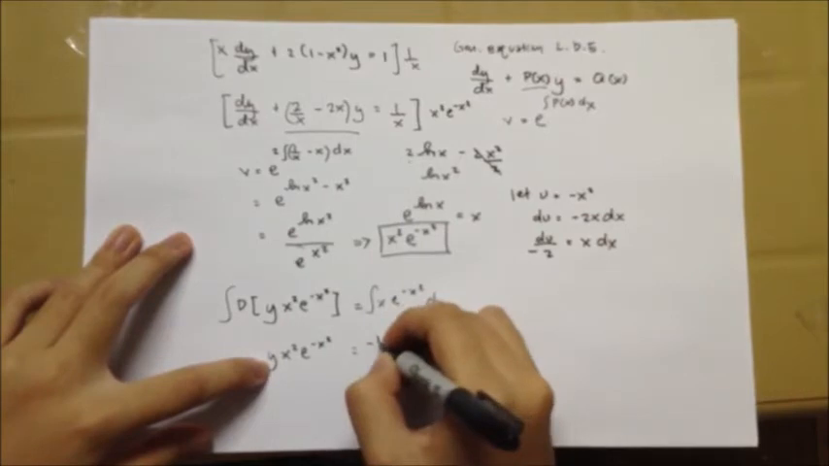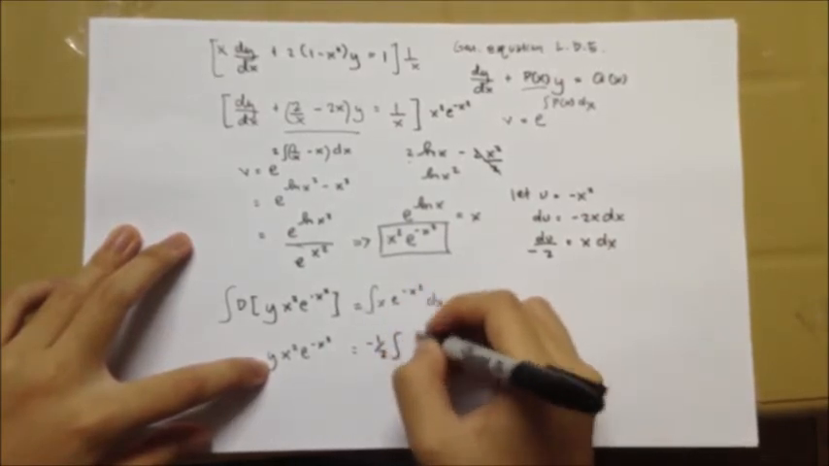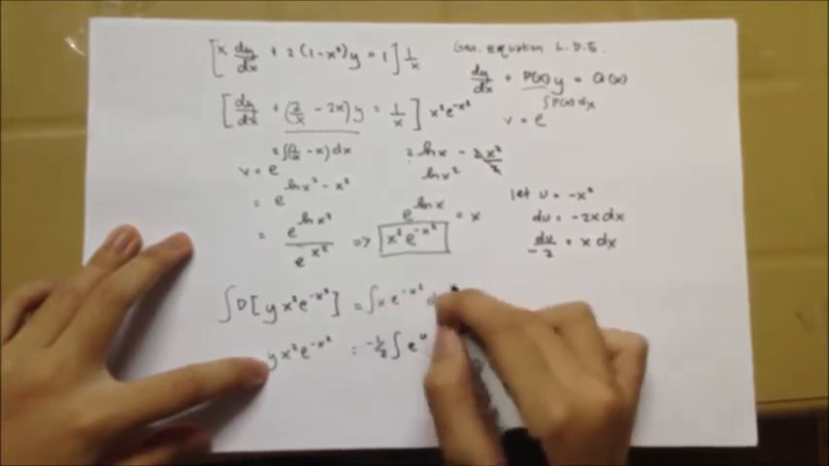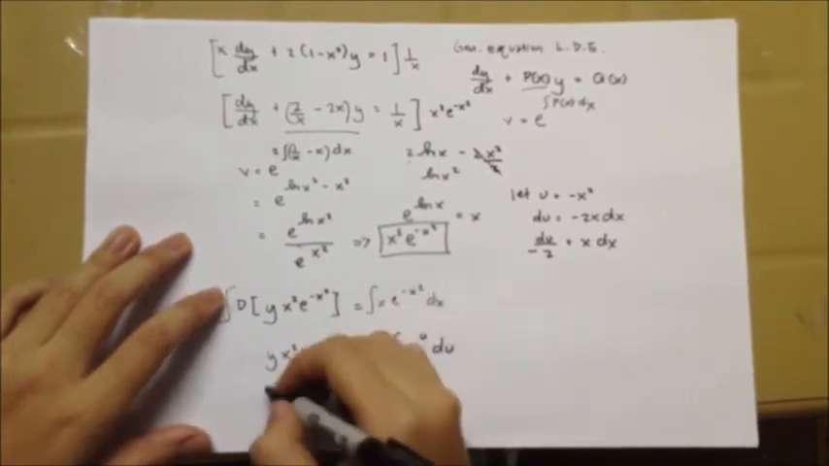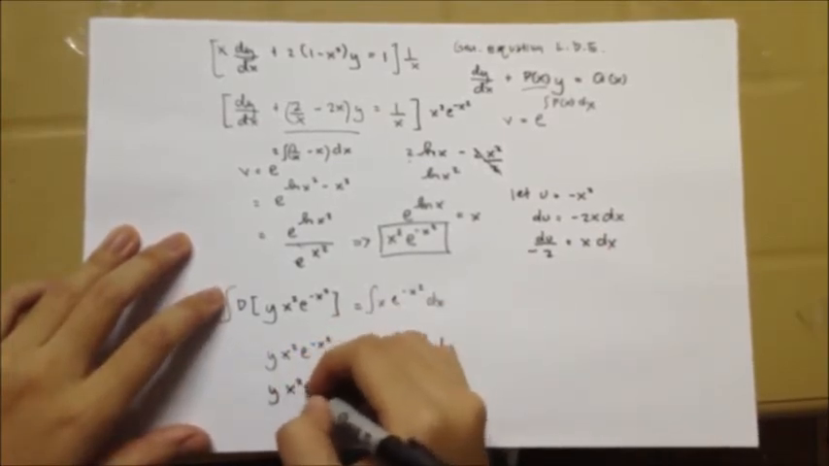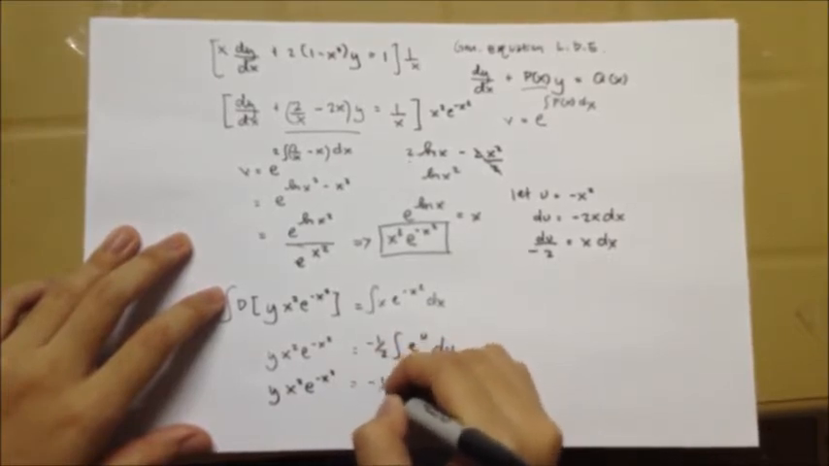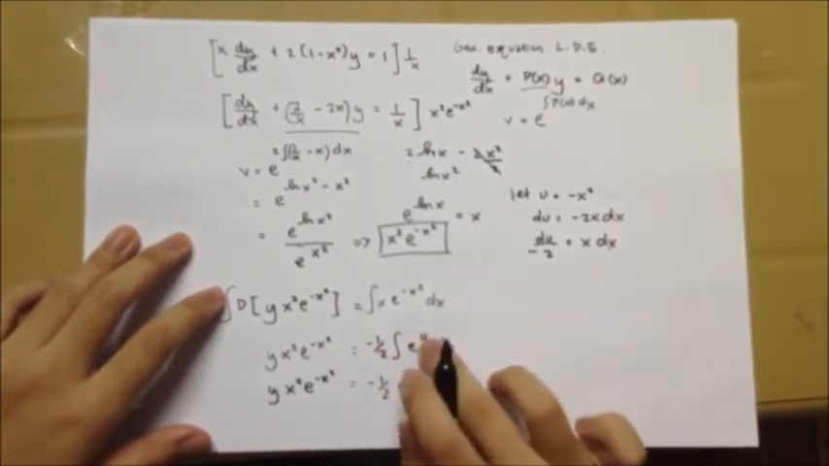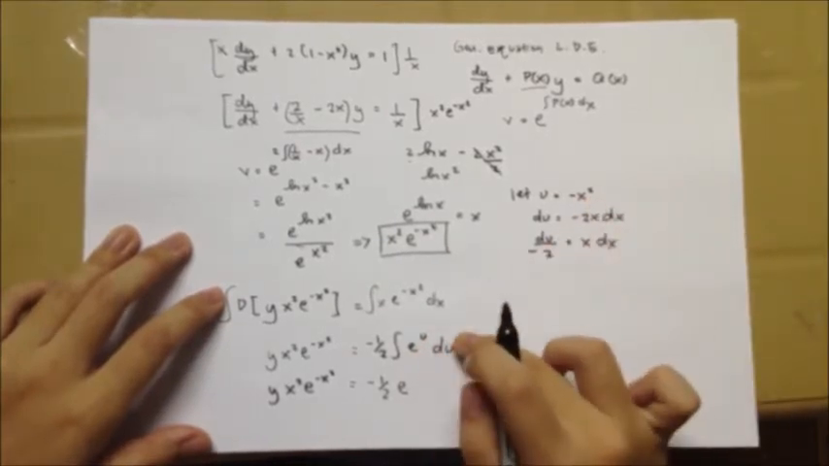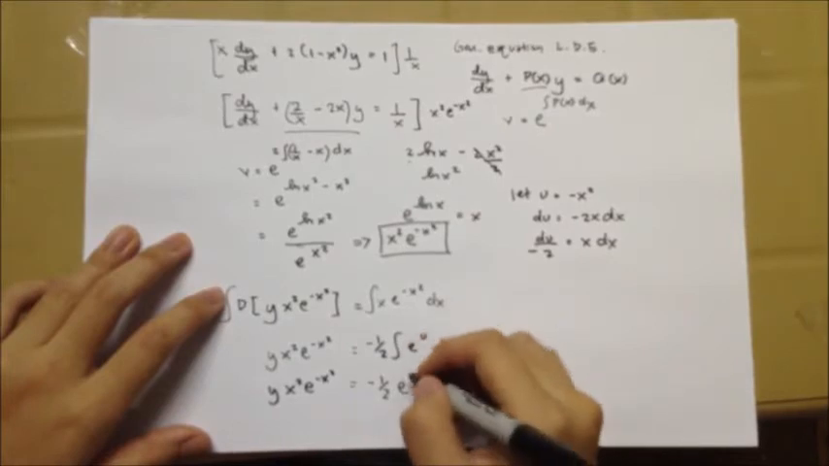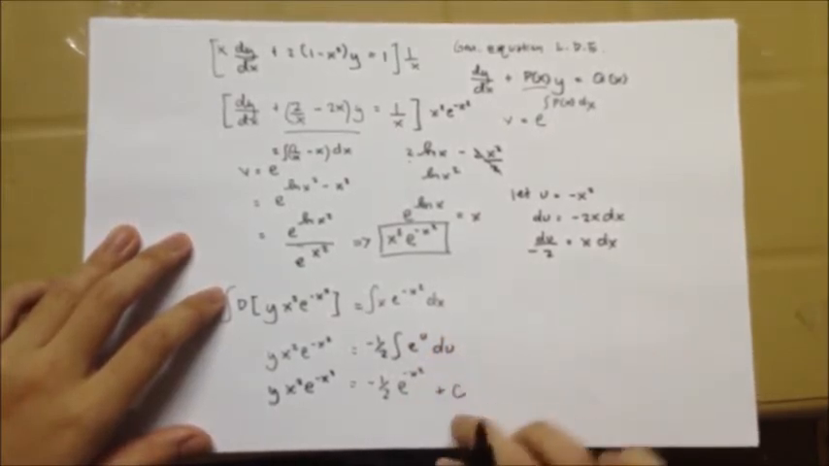So I have negative 1/2 integral of e raised to u, where u equals negative x squared, and du is just negative 2x dx. Now we can integrate this one. So y x squared e to the negative x squared is equal to negative 1/2 e to the u, since the integral of e to the u is just e to the u. Substituting u back to its original form, this is negative x squared, and don't forget the plus c, which is the constant.